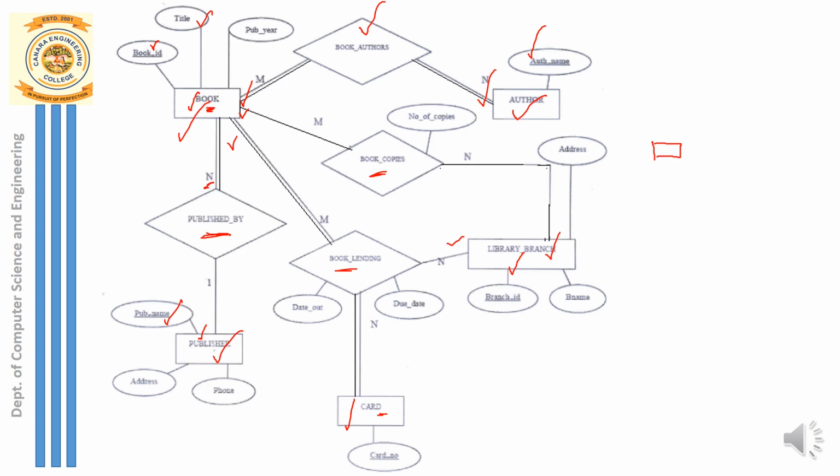So that is why the ratio, when you are taking it, should be read from bottom to top. If I am taking one publisher, it publishes n number of books always. So one publisher can publish n number of books. But in the other case, if I am taking bottom to top, one book must be published by only one publisher. That is why the ratio is 1:n.